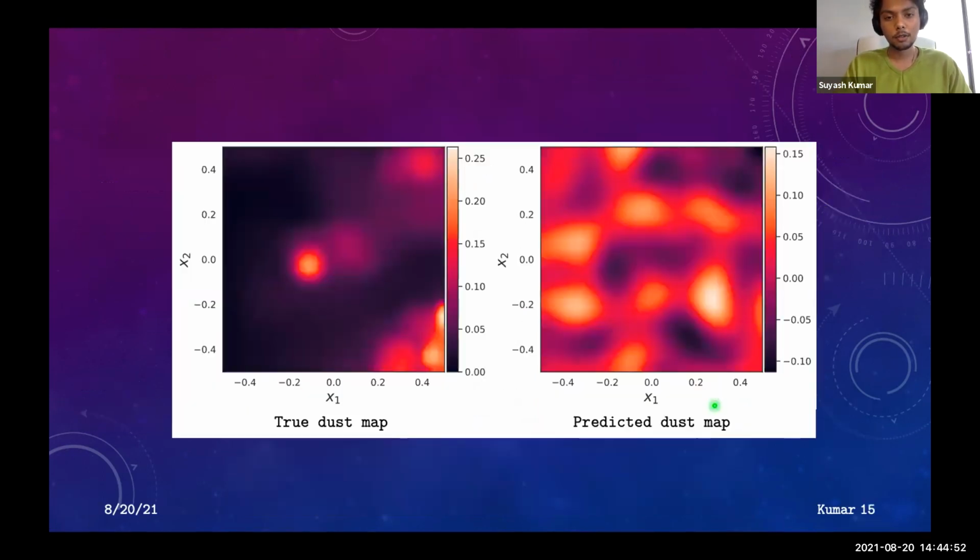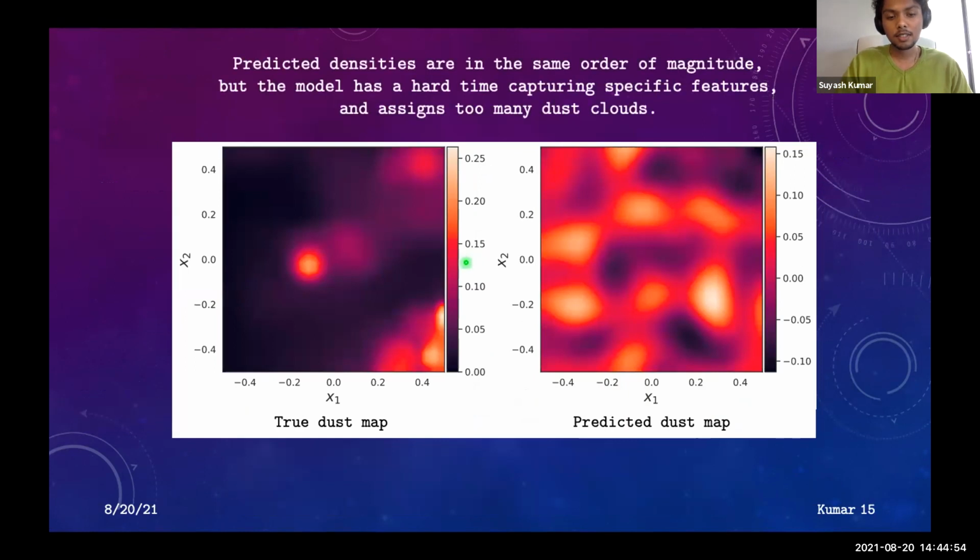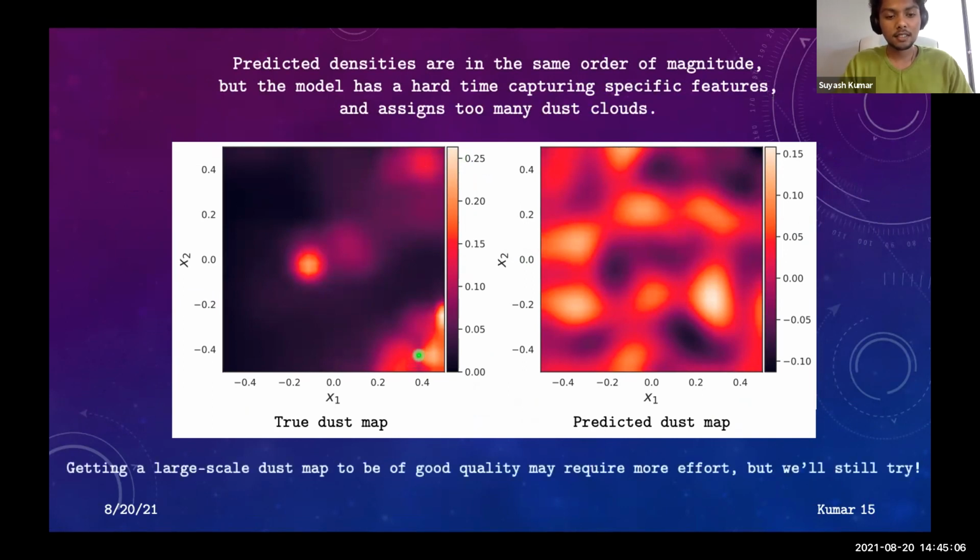And that is not too surprising because it seems that the predicted densities have a hard time capturing all the dust features here. The good thing, however, is that the predicted densities are at least in the same order of magnitude. So from this exercise, what we can infer is that it can take quite a bit of effort to get a good quality dust map for a large spatial extent, but we'll still go ahead and give it a whirl for our Milky Way data.